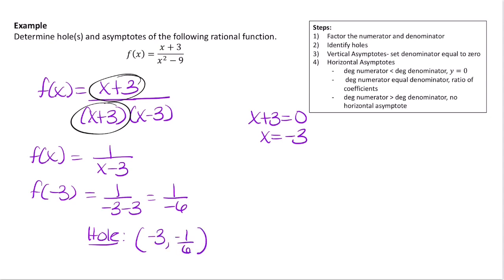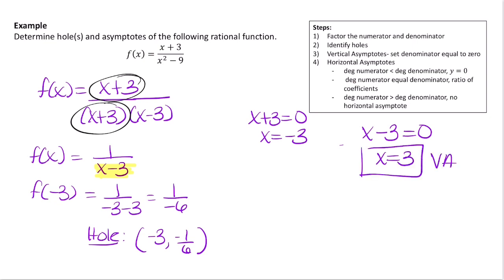So the vertical asymptote will be found by setting the denominator equal to 0, right? So I'm going to look at the denominator of this reduced function and set it equal to 0. So I have x minus 3 equals 0, which is going to give me x equals 3. That is going to be my vertical asymptote.